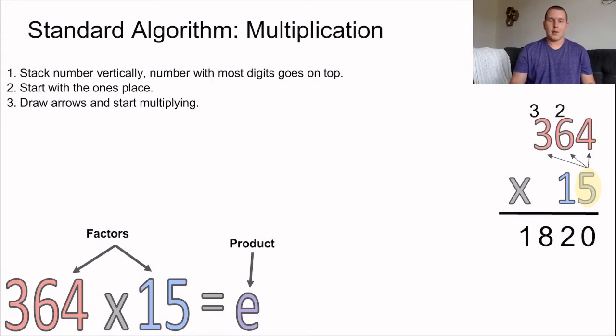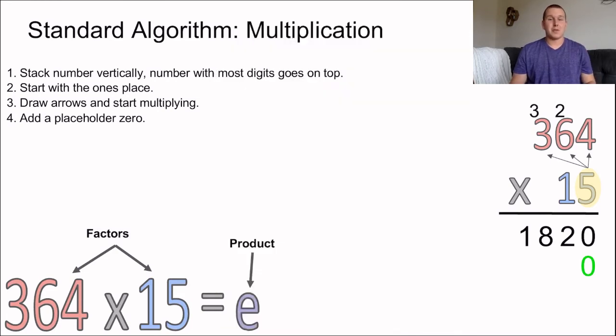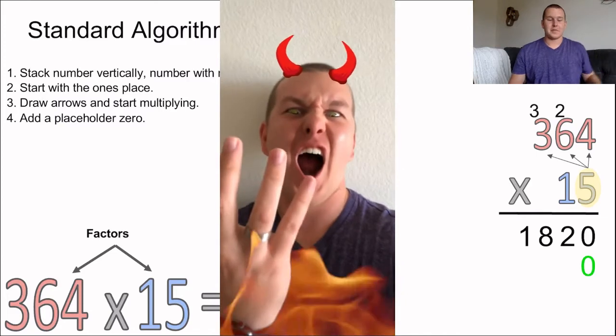Okay. Now we're moving on to probably the most important step when we're doing standard algorithm, and that is to add a placeholder 0. Now, something that I always tell my students is that most students are going to forget this, but not you guys because you're high quality students. High quality students always remember the placeholder 0. Low quality students forget the placeholder 0.